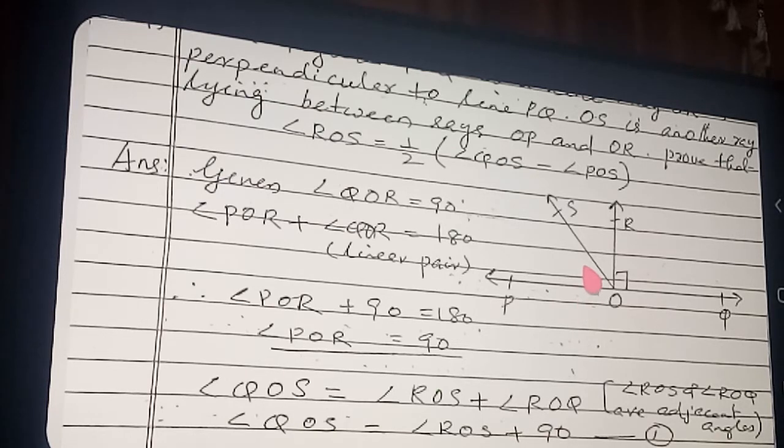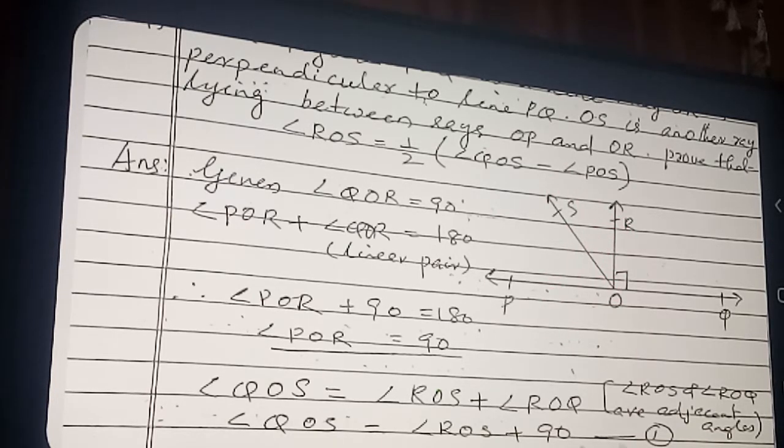Very clearly you can say that this POR is already split into angle POS and angle ROS. These two angles are what type of angles? Adjacent angles. Up to POR equal to 90, clear now? Then what did the teacher tell? You need angle QOS and angle POS in terms of ROS. So we find the value of QOS first, then the value of POS, then we subtract them. Then directly you will get the answer.